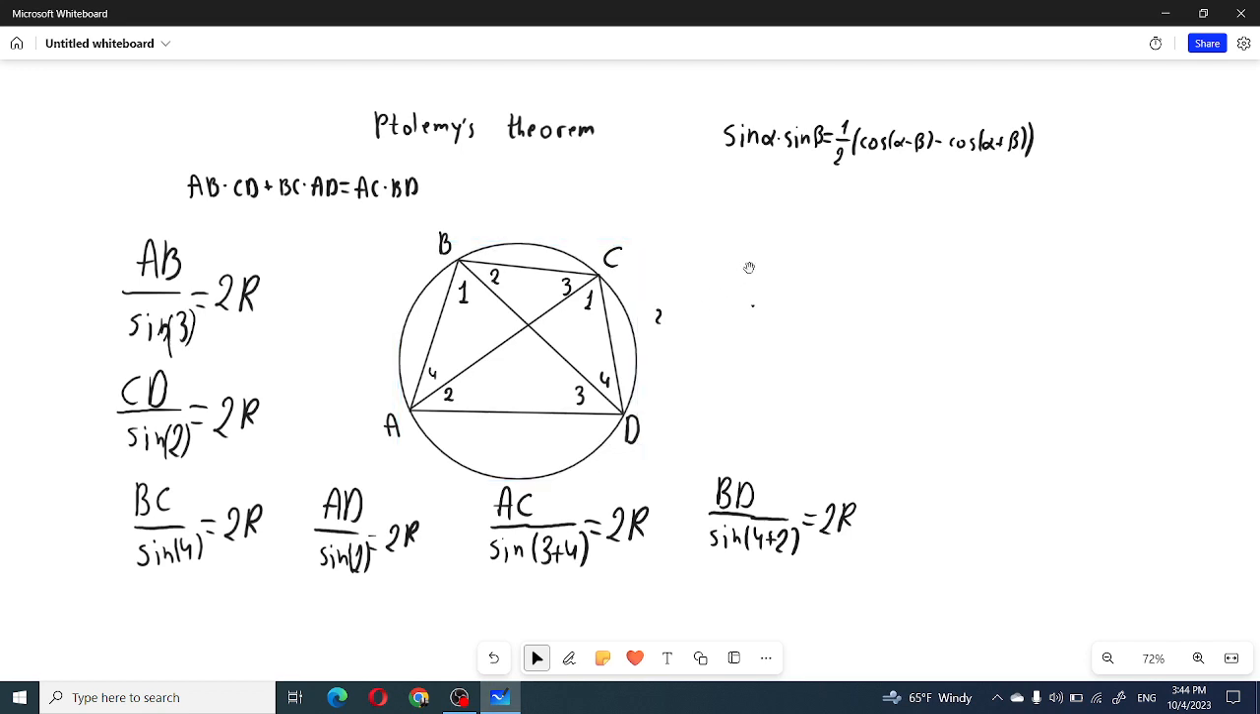Hello, today I want to discuss Ptolemy's theorem. This is not only for cyclic quadrilaterals, but today I want to discuss this about cyclic quadrilaterals. In this case, AB times CD plus BC times AD equals AC times BD. To prove this, we need to use law of sines.